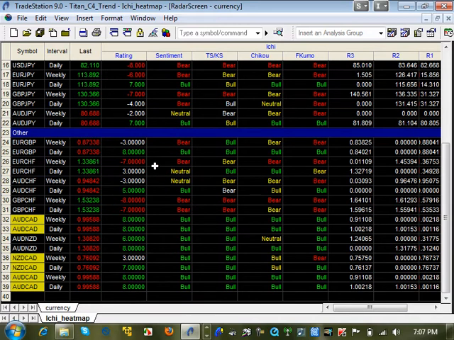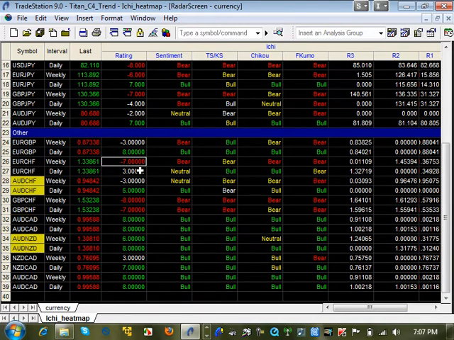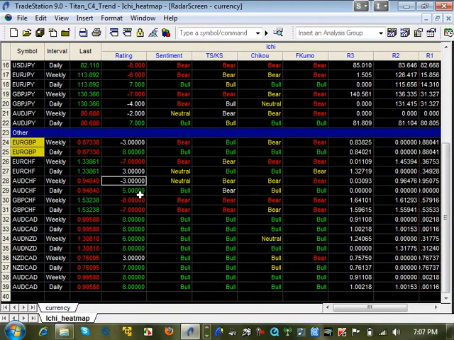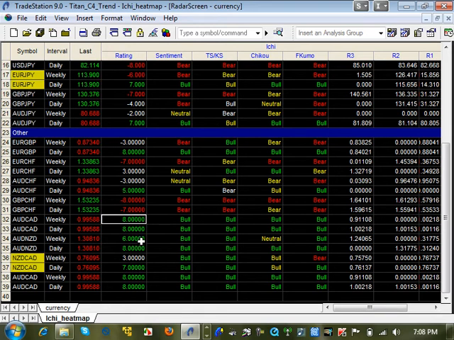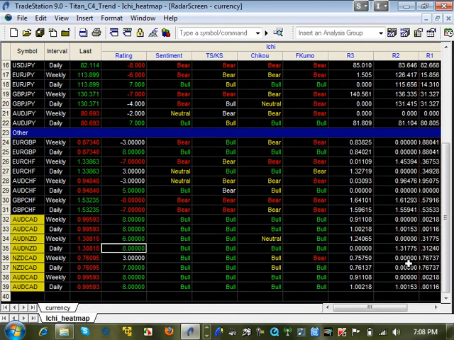And we scroll down here. We're not really seeing anything here at all. GBPCHF is bearish. AUDCAD is bullish. NZD is bullish, and so forth.